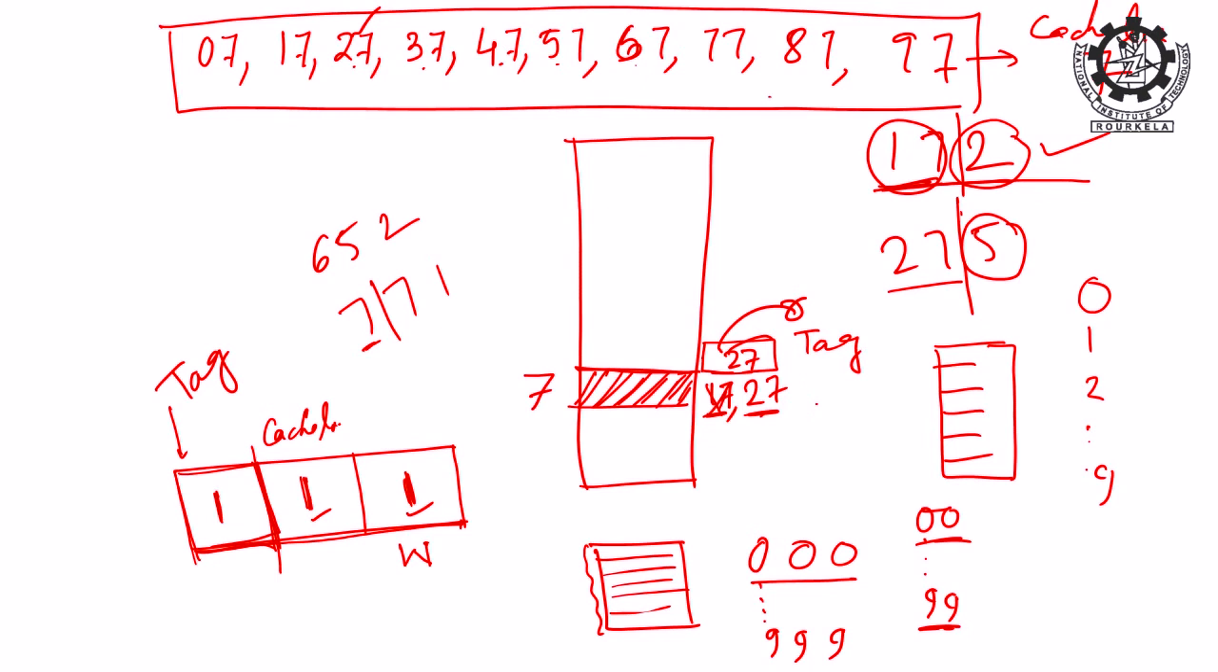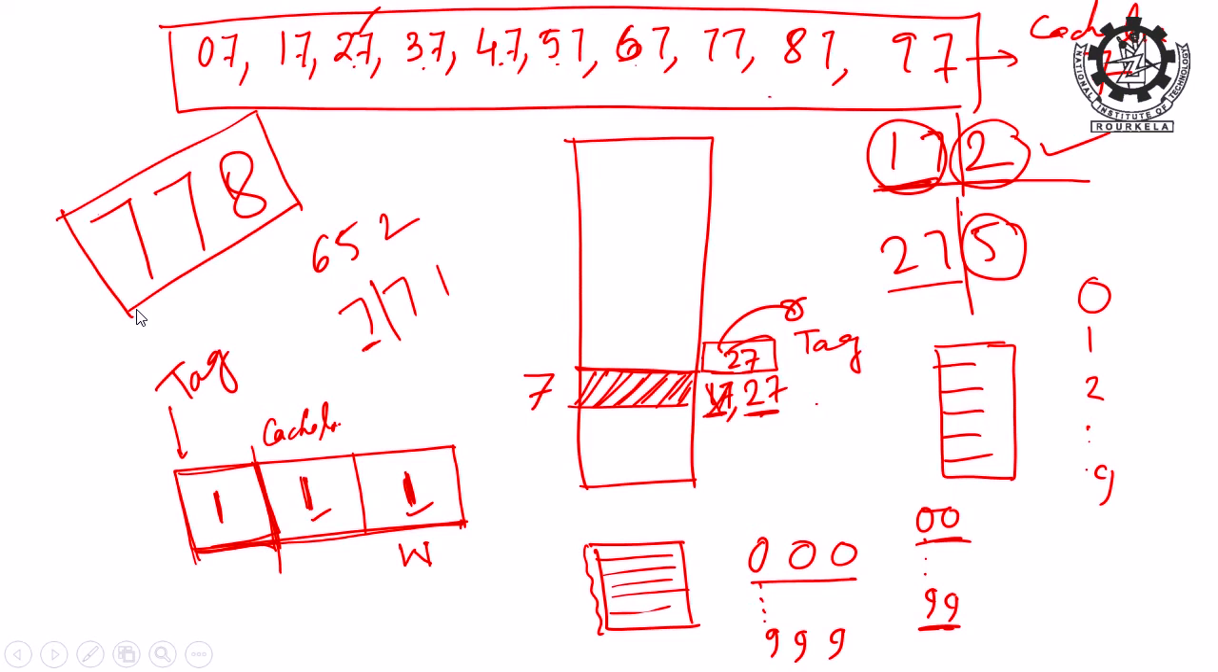Why? Let us say the CPU generated, for example, 778. It will generate only 3 digits, because the memory size is from 000 to 999. So this address will be divided into 3 parts. One will indicate the word location within the block, next will indicate the block, this entirely is the block number in the main memory, but this 7 indicates the cache line, and the rest is indicating the tag number.